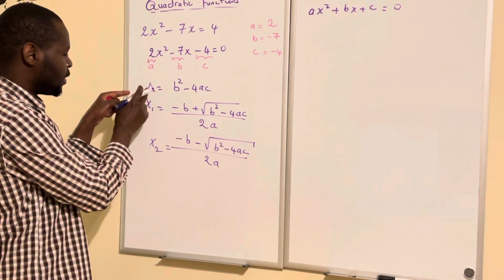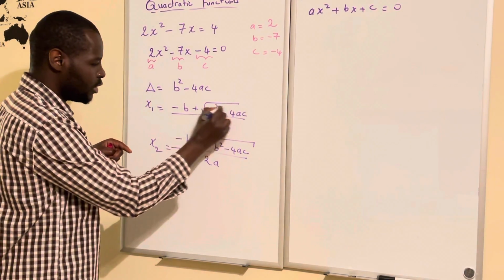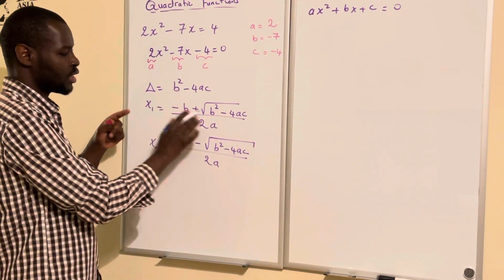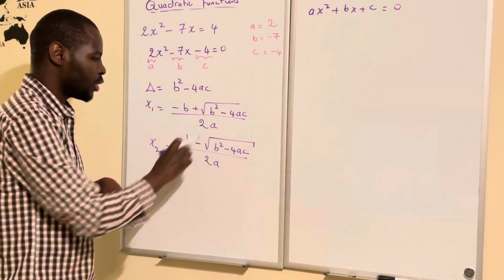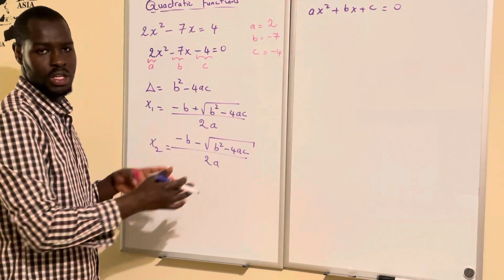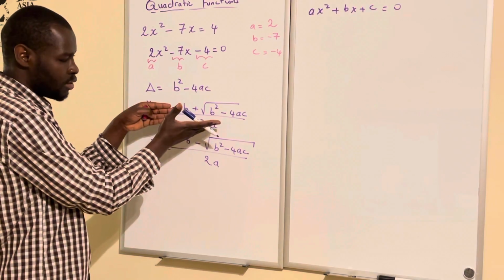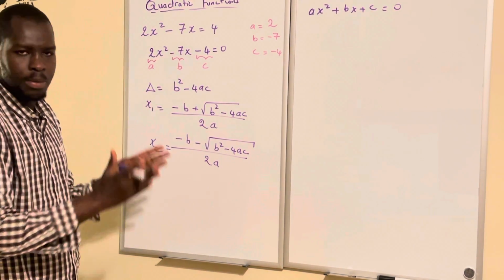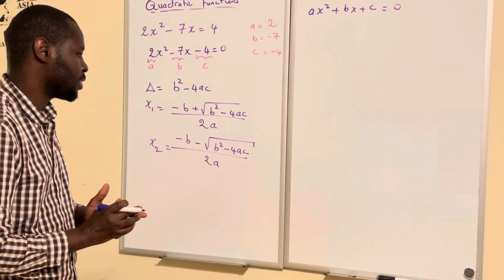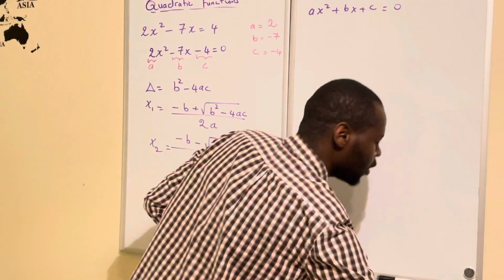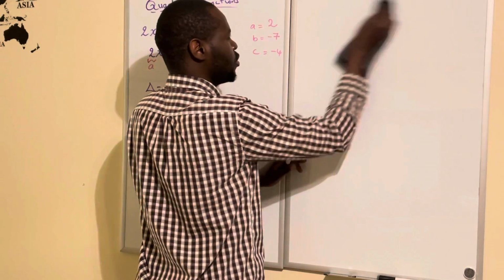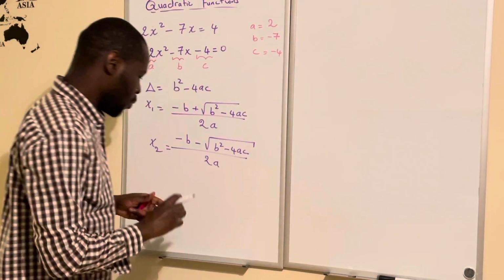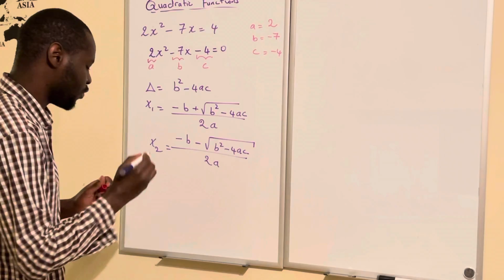And again, since this entire thing is delta, if you know the value of delta, you can just put it in here without having to rewrite the b squared minus 4ac, or you can just use this formula. That way you don't have to solve the delta separately. It's completely up to you, whatever works best for you. All right, so let's get started. What I will do, I would like to solve the delta first.